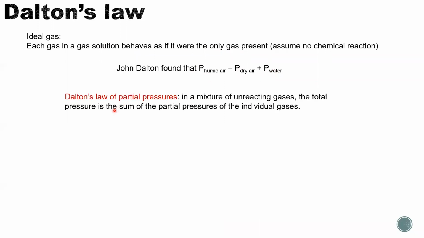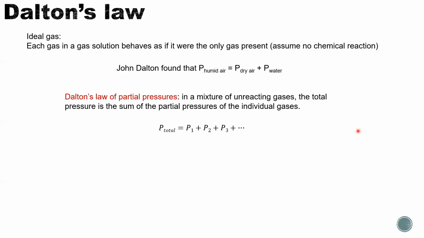So Dalton's law of partial pressure is, in a mixture of unreacting gases, the total pressure is the sum of the partial pressures of the individual gases. In other words, the total pressure equals P1 plus P2 plus P3. Okay, if we have a gas mixture, there are pressures caused by each individual type of gas. We can use ideal gas laws to calculate those individual gas pressures and add them up, and we can get the total pressure of this gas solution.